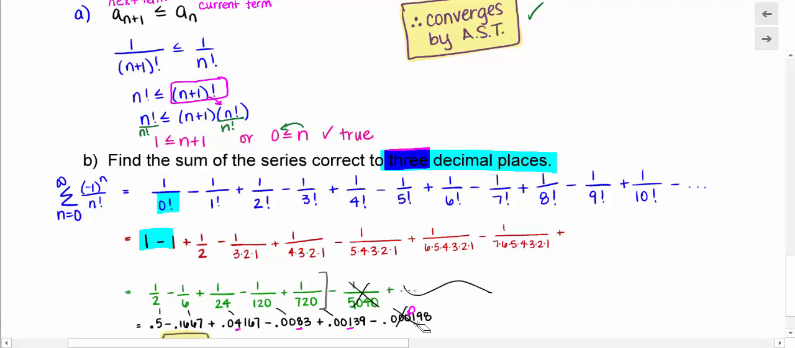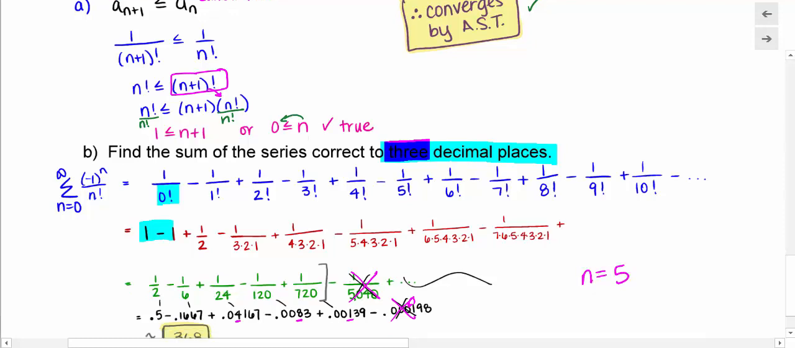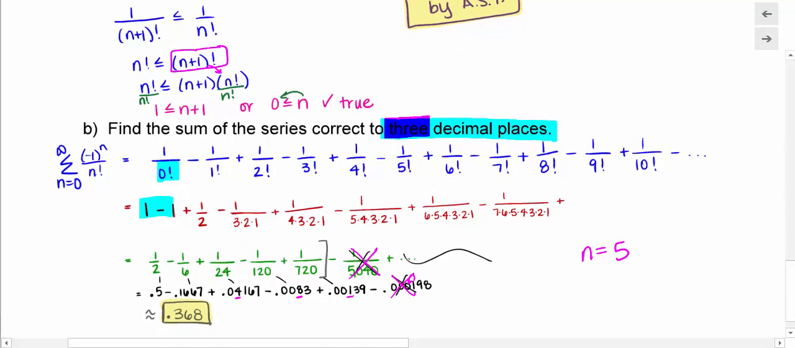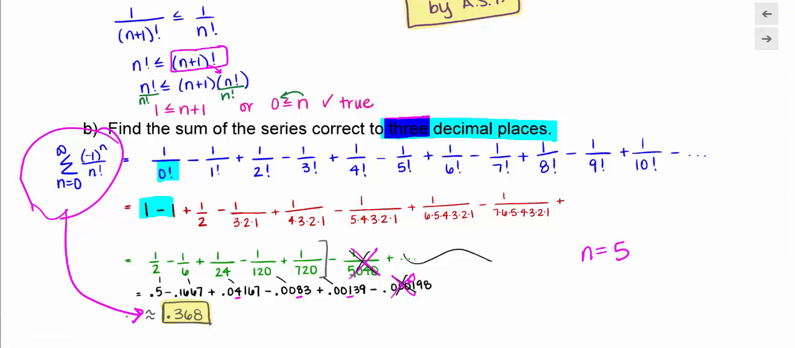So for this one though, I have 0.0001, so I don't need that term, so I don't need 1 over 5,040. I only needed these first 5 terms, okay? And I add those all up, and I find that it's 0.368. This is actually the sum of this infinite series estimated correctly to 3 decimal places. Again, because we're adding a little bit, subtracting a little bit, adding a little bit, subtracting a little bit. And we know that this is a decreasing series, so each next term is going to be smaller than the one that I currently have.